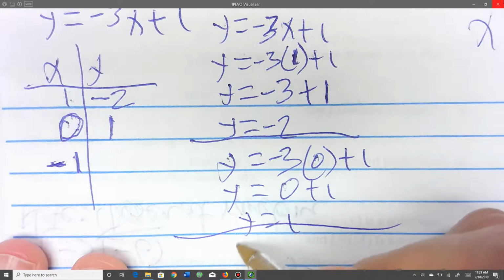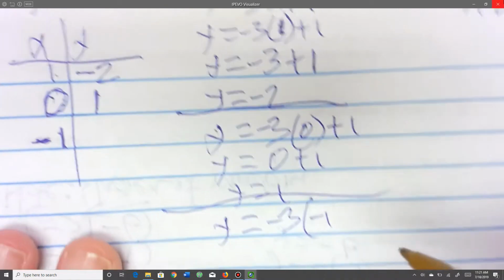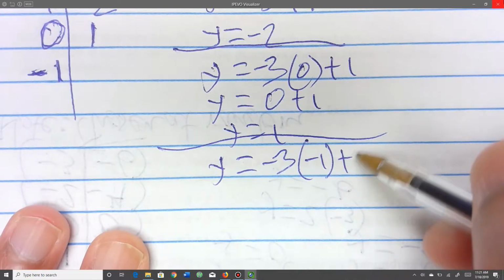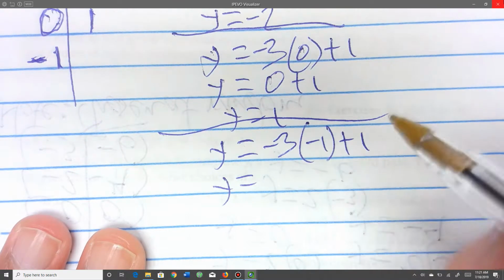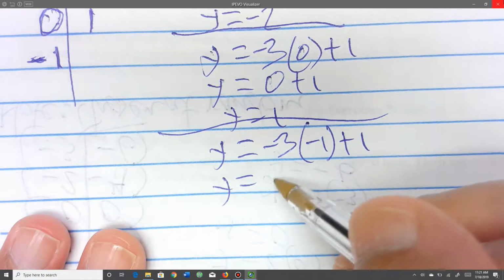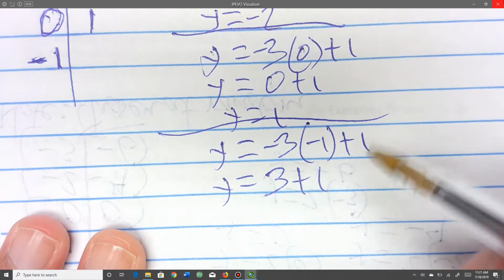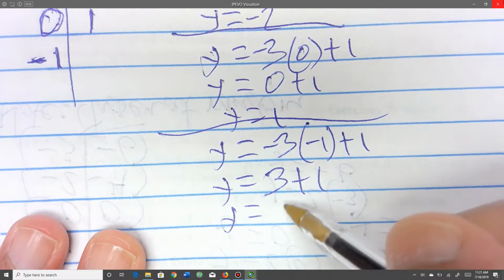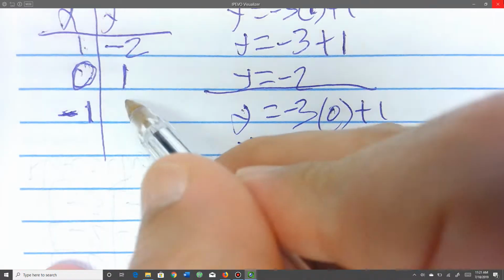It's -1. y equals -3 times -1 plus 1. Perform the necessary operations. -3 times -1 is +3. Rewrite everything else. Keep going. 3 plus 1 is 4. So y equals 4.